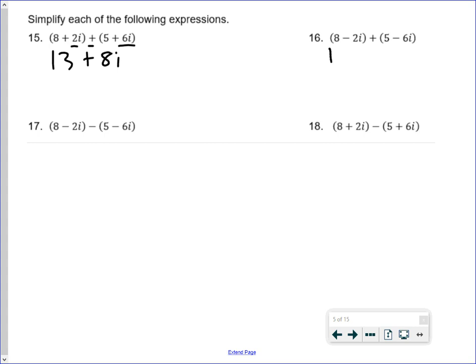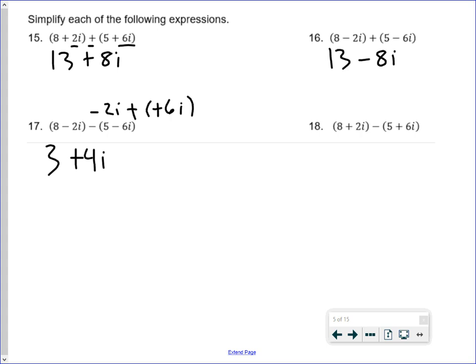For number 16, we're doing the same thing. 8 plus 5 gives us 13. Negative 2i plus negative 6i gives us negative 8i for our answer. For 17, we have a negative. There's two ways to do this. I'm going to do them both ways. The first one, what you could do is just subtract normally. So you have 8 minus 5, which is just 3. Then negative 2i minus negative 6i gives you a positive 4i, right? You have negative 2i minus a negative 6i. You change the sign and add. You get negative 2i plus 6i, or just positive 4i.